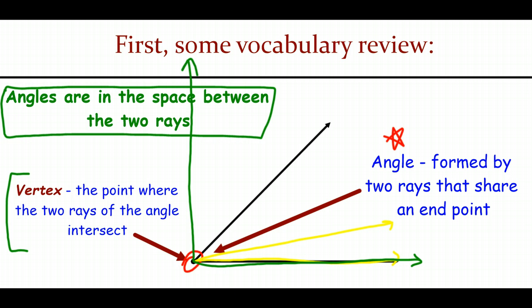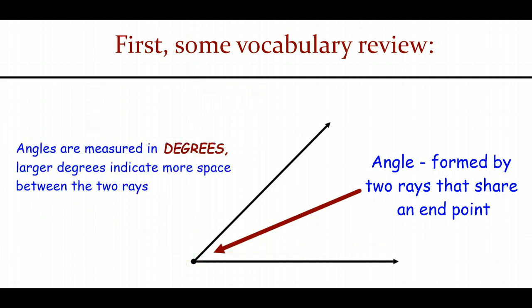So angles come in different sizes, and we need a way to talk about those sizes. And the way we talk about those is with degrees. They are measured in these things called degrees. Not like the degrees that we talk about when we talk about temperature, the same vocabulary term, same spelling, different concept. So the more degrees an angle has, the larger the space between the two rays.